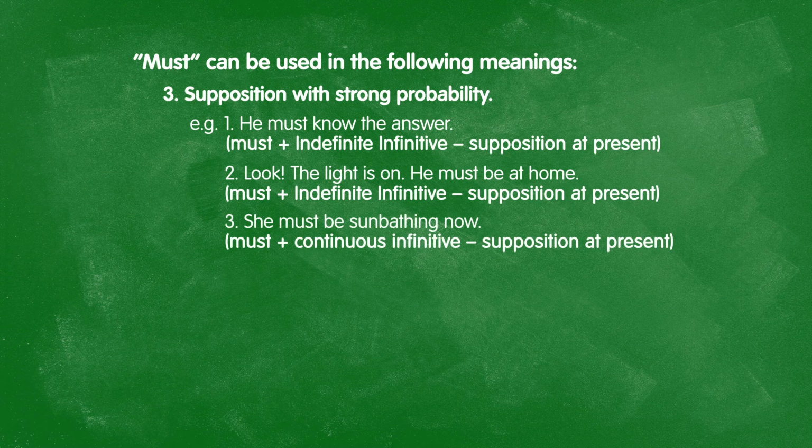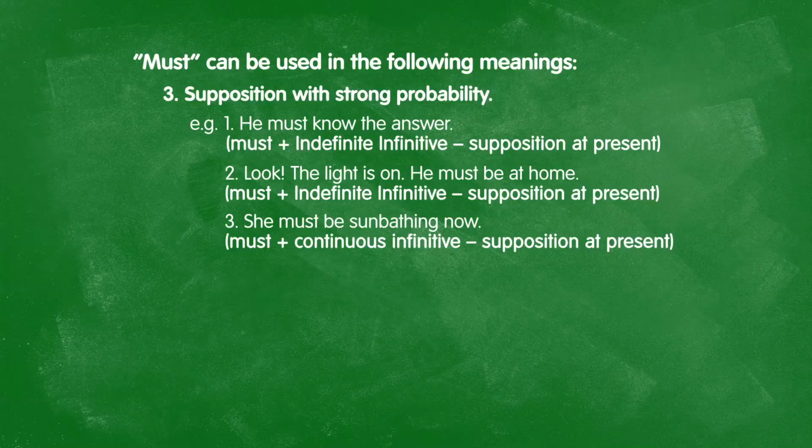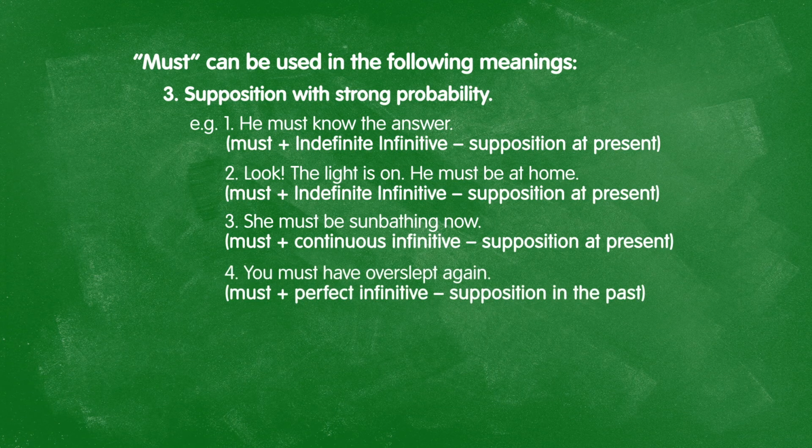If I say, she must be sunbathing now, here I've used must with the continuous infinitive. And this is a supposition at the present too, but it's about what she must be doing. It's about her action at this very second. And finally, you must have overslept again. Here, must followed by the perfect infinitive is used to express a supposition about the past. I am drawing conclusions about something that happened in the past.